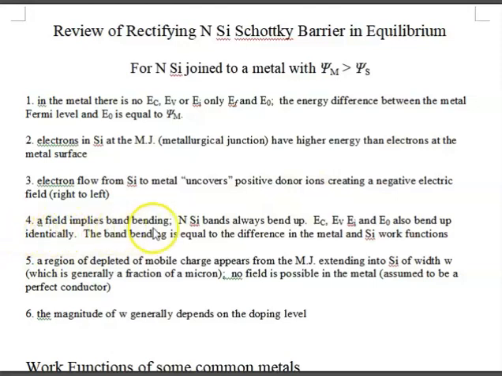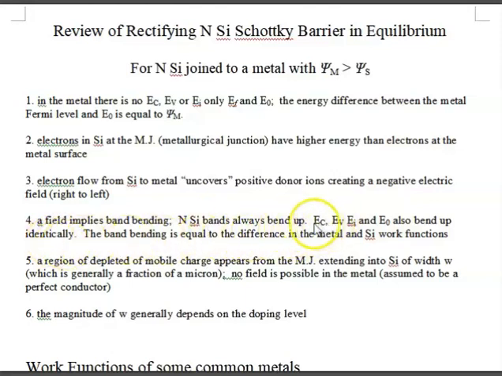A field implies band bending, that's what we said before, and this is important, and we'll prove it a little bit later on, but just for now, keep it in mind that the N silicon bands always bend up. Because the conduction band edge, the valence band edge, intrinsic, and E0 all follow together, they all bend up.